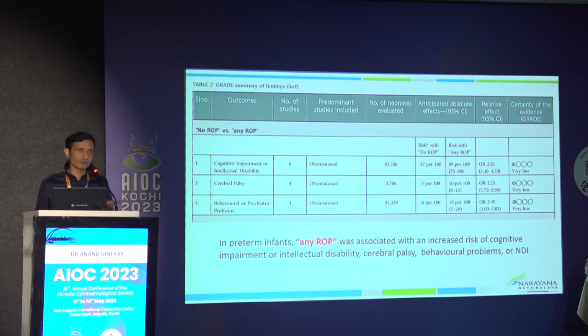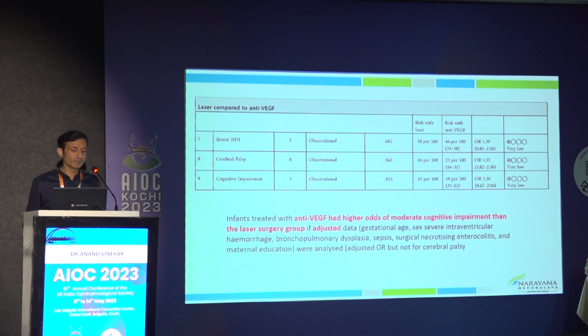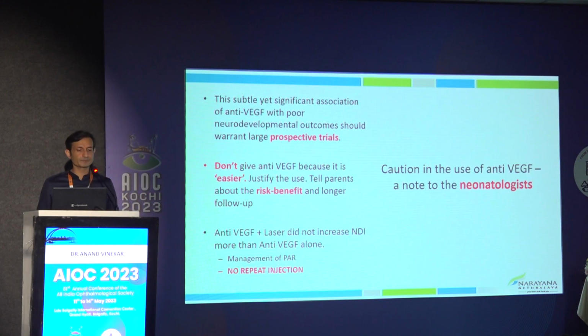Now one might argue that, okay, this is because of having risk factors. Now it goes one step more. If the baby required treatment for ROP, then the risk of cerebral palsy was even more than with type 2 ROP. Let's move that a little more: the babies who were treated with anti-VEGF had higher odds of cognitive impairment than the laser group. Especially with cerebral palsy, it seems, and this was after removing the confounding risk factors of other conditions that are known to cause NDI.